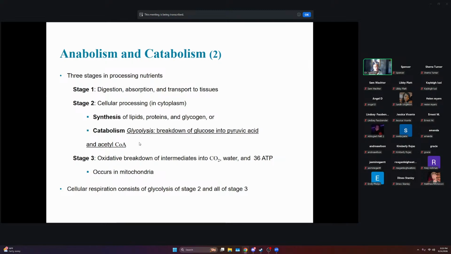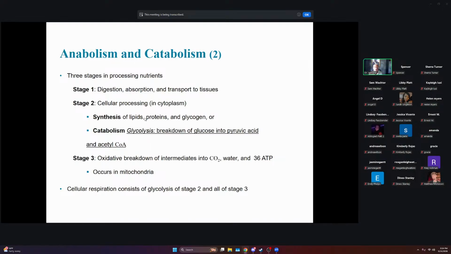But this is the metabolic pathways, and what our body, our cells, do with the nutrients. Stage 2 is an introduction. Stages 2 and 3 happen at the cellular level, first of all, and this is metabolism. Stage 2 occurs in the cytoplasm.